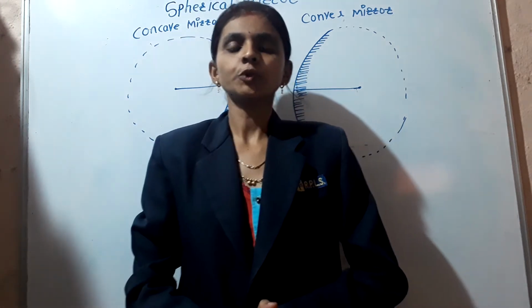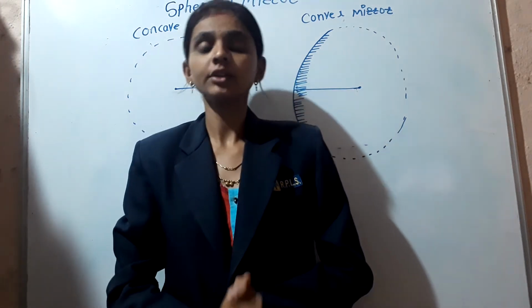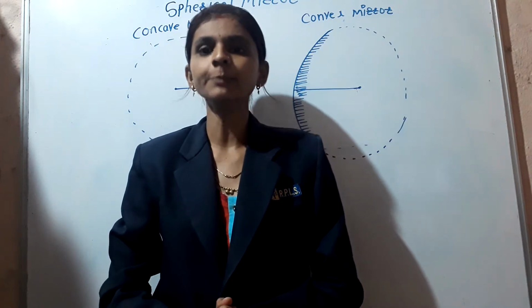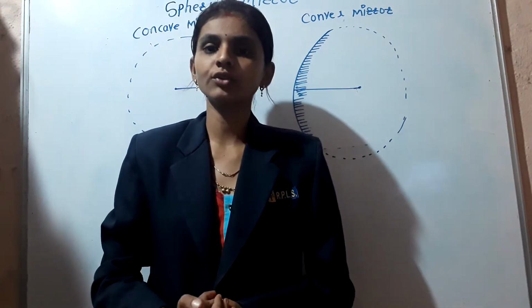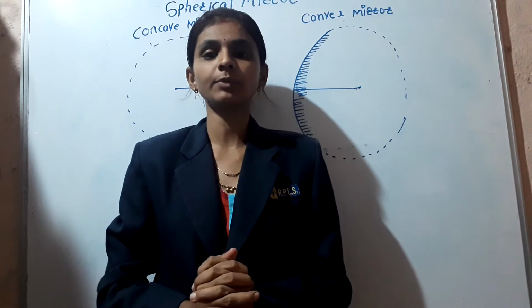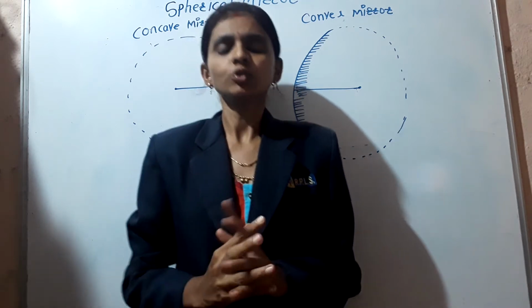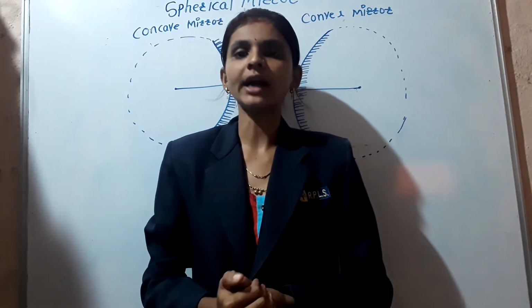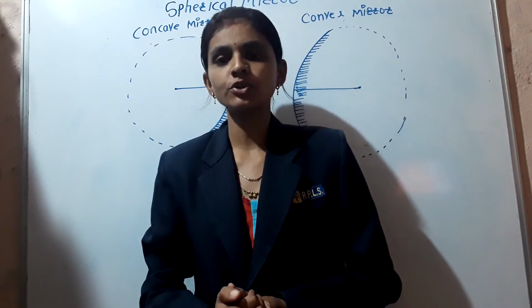Hello everyone. So in the last period we already started the new lesson, that is the light lesson. Light is an electromagnetic wave and the speed of light is 3 multiplied by 10 raised to 8 meters per second. So these things we already discussed. Then we discussed the definition of reflection.